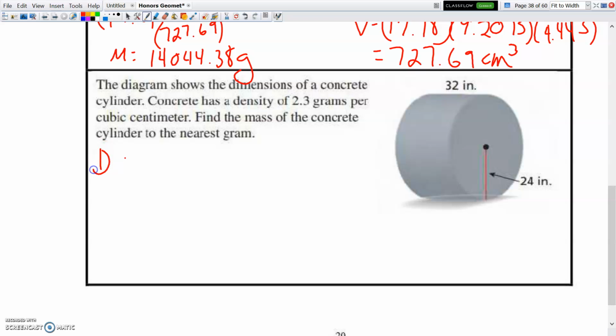So same thing, density is equal to mass divided by volume. They tell us the density is 2.3. We're trying to solve for mass. We need to find the volume. So the volume of this cylinder is going to be pi r squared h.